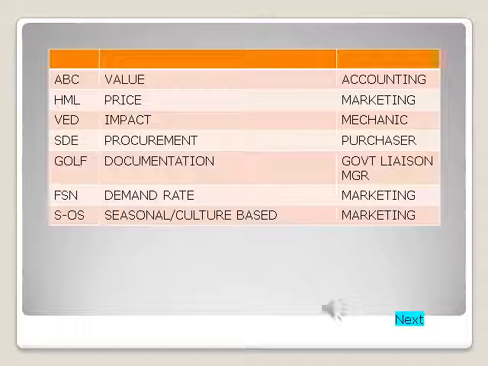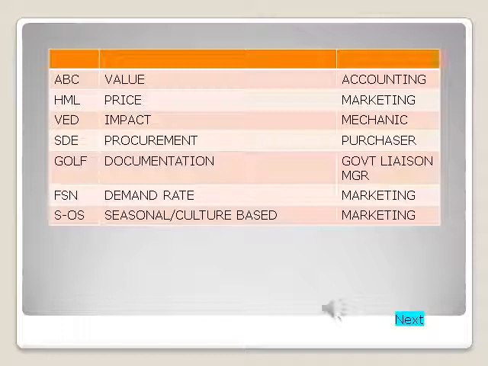The HML, which is based on price, should be classified with the marketing people, because they know the price and how it is in the marketplace. The VED talks about the impact of an item on the machine, and this has to be classified with the mechanic. The SDE, which takes care of procurement, is handled by the purchaser, so we have to classify it with the help of the purchaser.